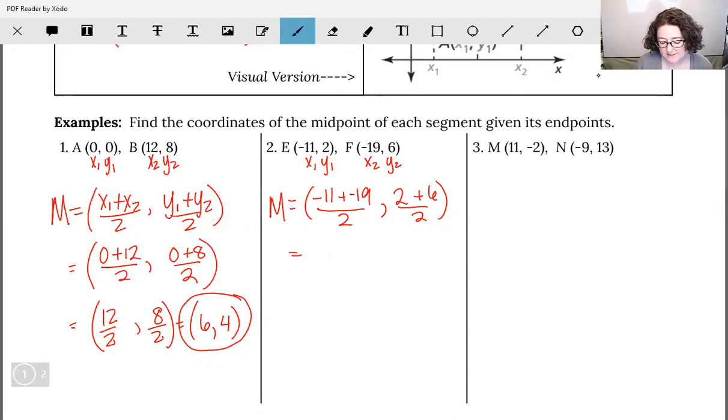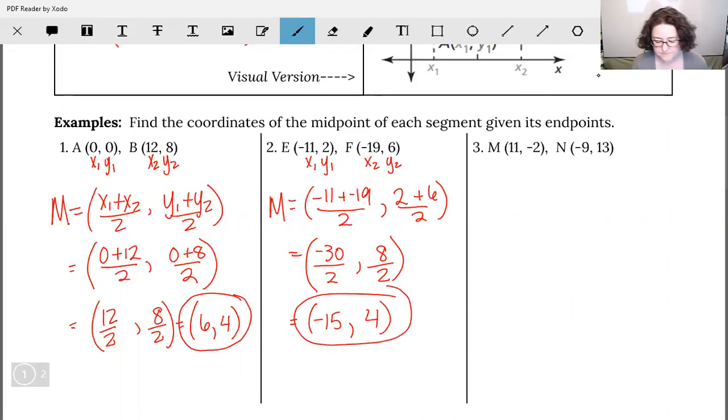So negative 11 plus a negative 19, it's really negative 11 minus 19. So we are looking at, let's see, just to double check. So minus 19, we are looking at negative 30. Again, never a bad idea to check your math on your calculator, especially if you know you're not quite awake yet. Okay, 2 plus 6 gives me an 8 divided by 2. So then negative 30 divided by 2 gives me a negative 15. 8 divided by 2 is 4. There's our midpoint. Okay, go ahead, pause the video and try out number 3.